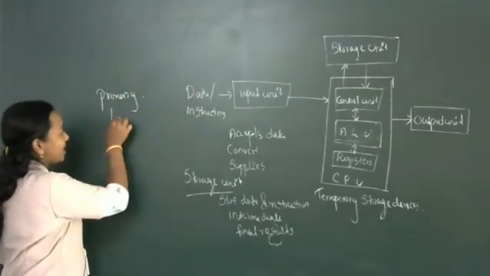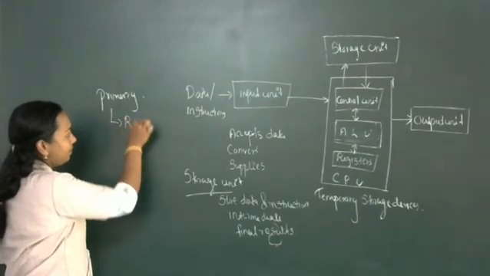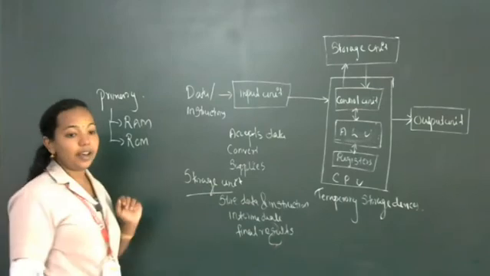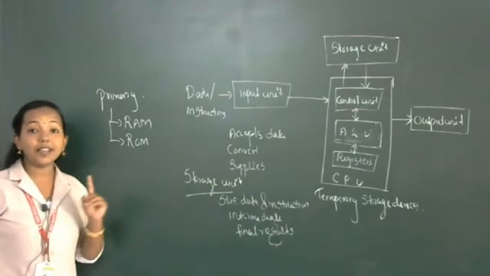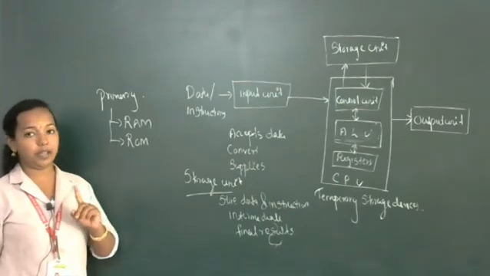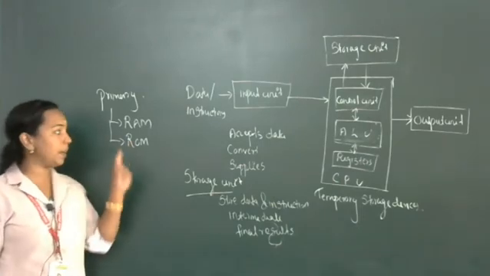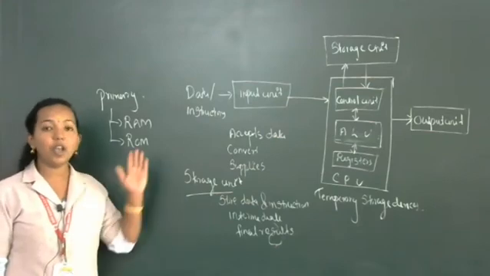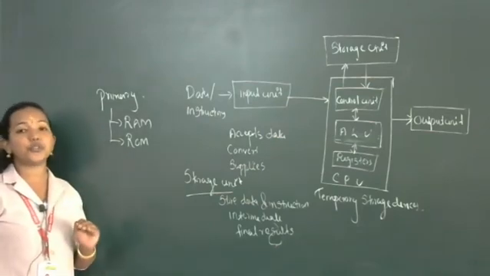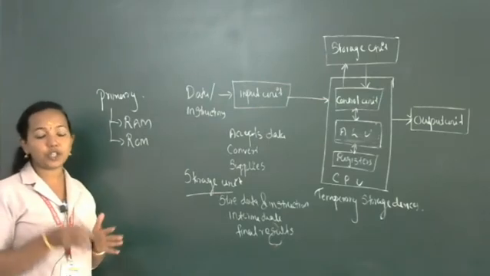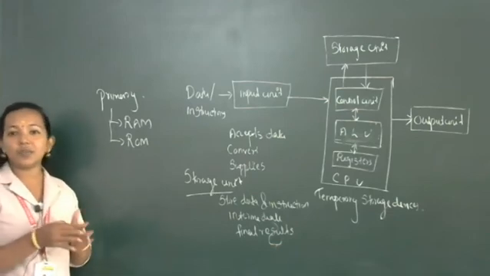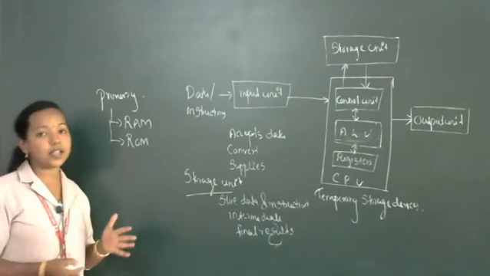Primary memory. Examples are RAM and ROM. RAM means random access memory and ROM means read-only memory. Both these memories are known as primary memory. This is used for storing essential information of a computer. Actually, RAM and ROM, their size is very small but they are very fast.